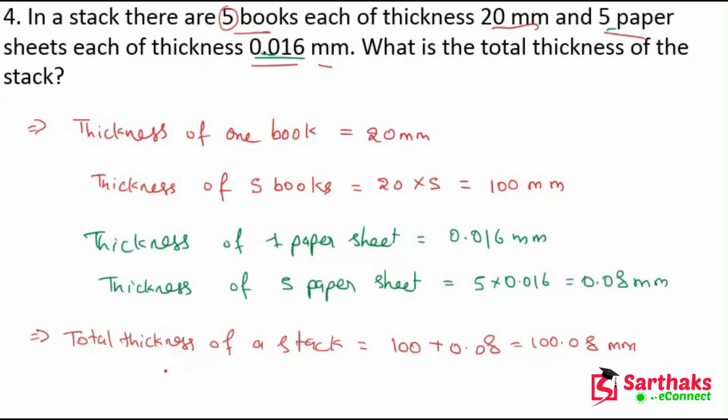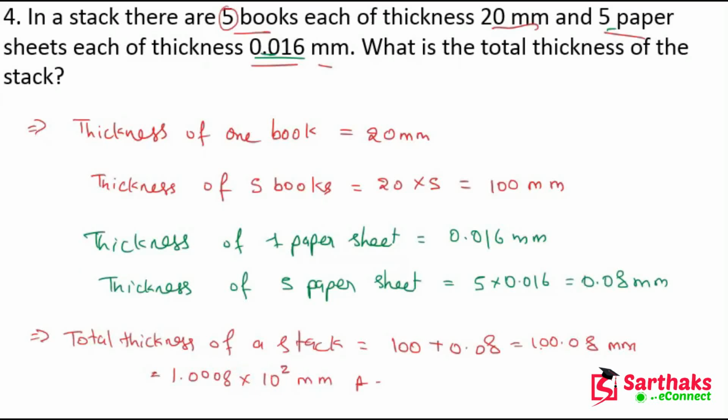Now if we write this in the standard form, we can write it as 1.0008 into 10 raised to power 2, because we are shifting the decimal to the left, putting it at this point. Because we are converting a large number to the standard form. This is in mm. So I hope you understand these things, my dear friend. This is the answer of this problem.